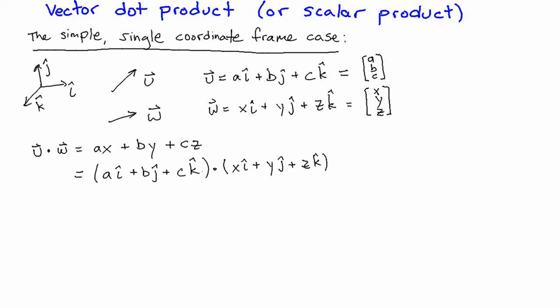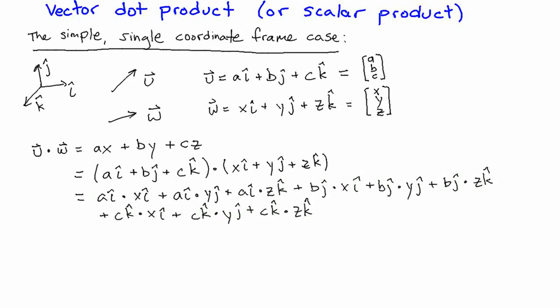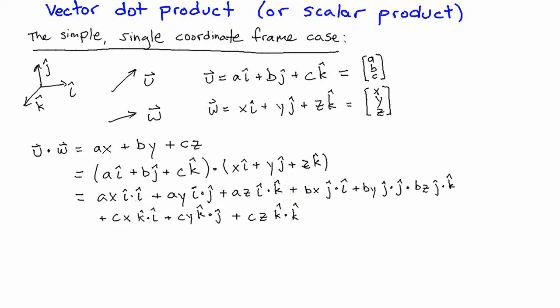So here we have U dot W in explicit terms. What you should realize is that the dot product is just like multiplication when it comes to expanding these terms. So we can write them all out. First we'll do this term, A I hat, dotted with each of these. So we have A I hat dot X I hat plus A I hat dot Y J hat. It can be useful to rewrite this with all the scalars drawn out in front. So if we do that, it looks like this: AX times I hat dot I hat plus AY times I hat dot J hat, and so on.